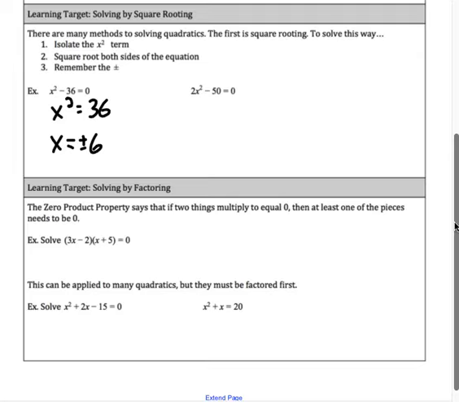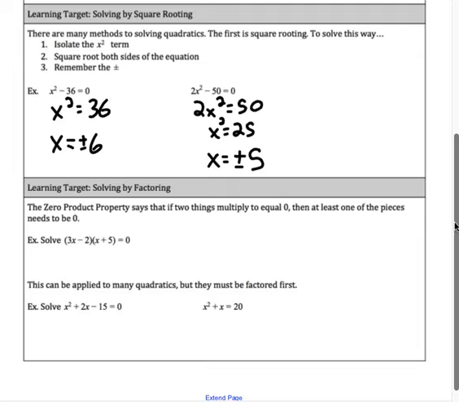The next one, getting x by itself, this time takes two steps. I'm going to add the 50 over and then divide by 2. And now that the x squared is by itself, square root. And in the process of square rooting, please always remember the plus and the minus.